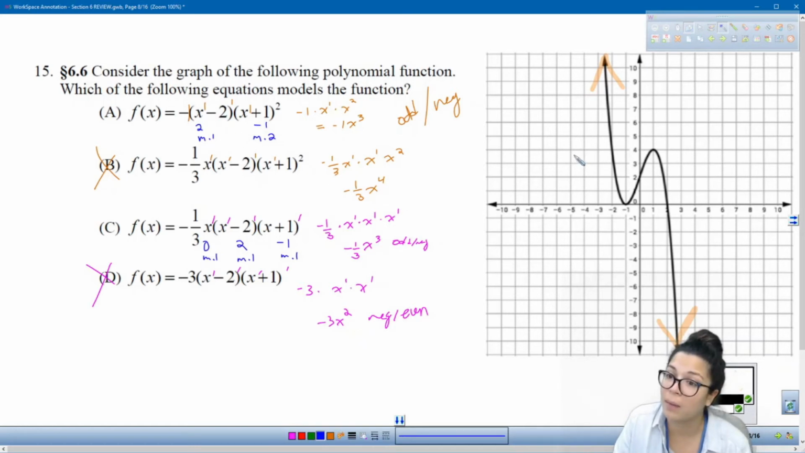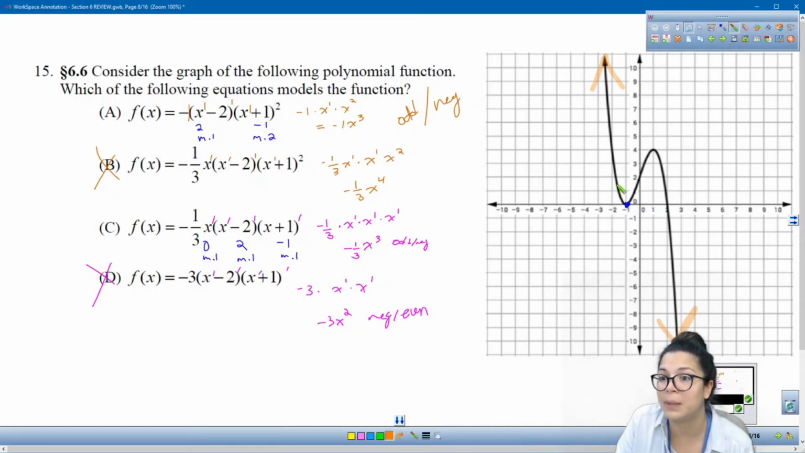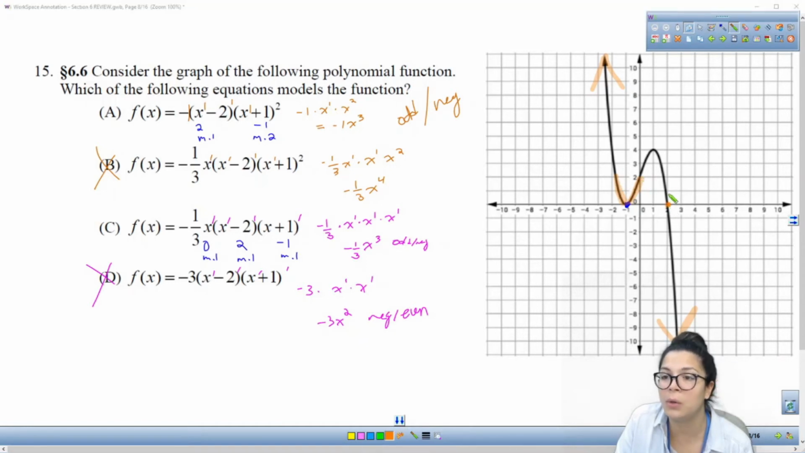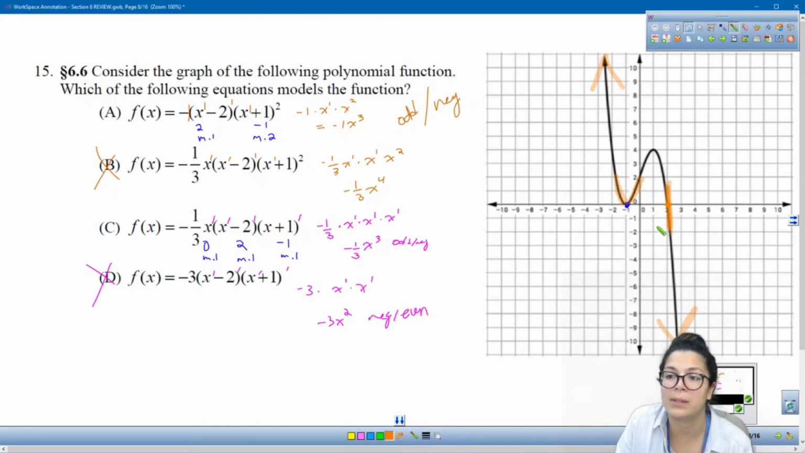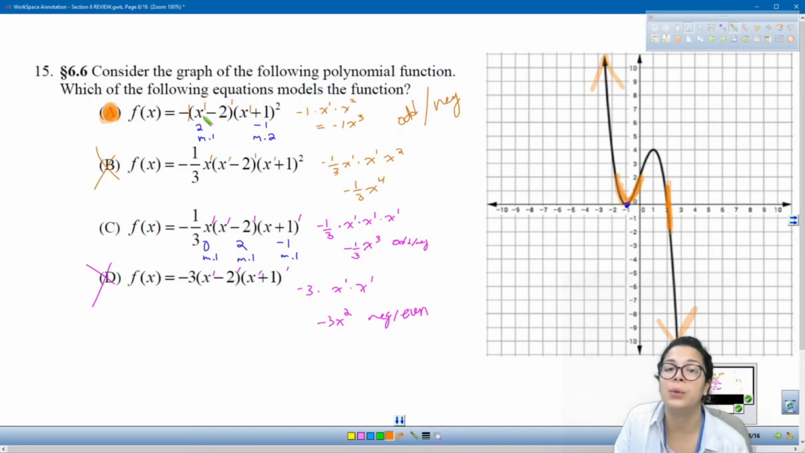So let's check. Is 0 a 0? No, because the graph doesn't go through there. So -1 has even multiplicity. Notice it hits the 0, bounces back, right? And the 0 of 2 has a multiplicity of 1. Notice it goes through it straight. So the correct answer is A, because that's the one that has -1 with a multiplicity of 2, that even multiplicity, and 2 with a multiplicity of 1. 0 is not a 0, so that one is wrong.